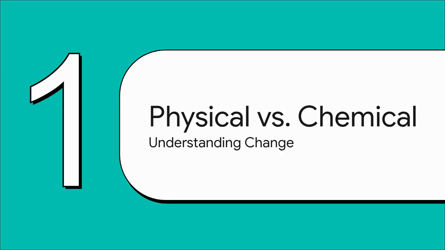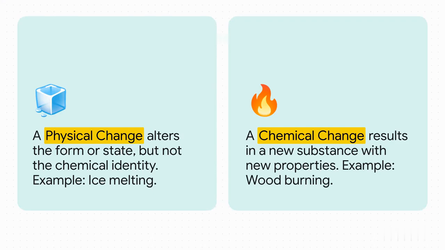Okay, first things first. To really get a handle on what chemical reactions are, we first need to understand what they're not. So let's draw a clear line between a physical change and a chemical change. So look at the left side. A physical change is all about form. Think about ice melting. It goes from solid to liquid, but it's still just H2O, right? You can pop it back in the freezer and get ice again, no problem.